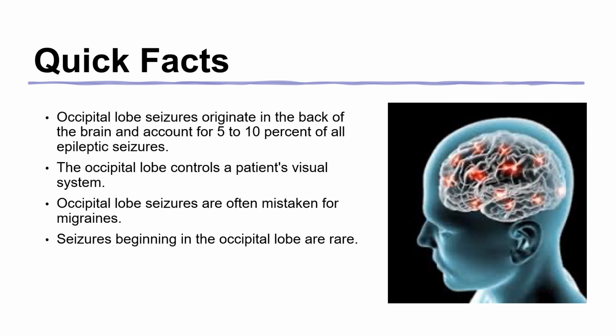Occipital lobe seizures originate in the back of the brain and account for 5 to 10% of all epileptic seizures. The occipital lobe controls the patient's visual system. Occipital lobe seizures are often mistaken for migraines. Seizures beginning in the occipital lobe are rare.